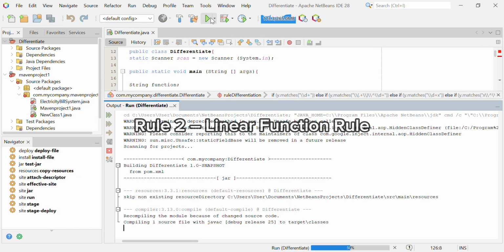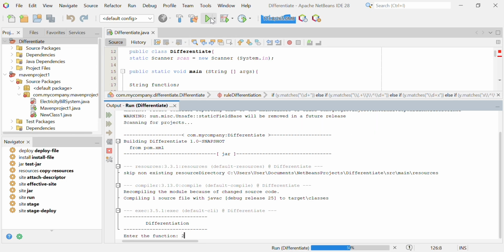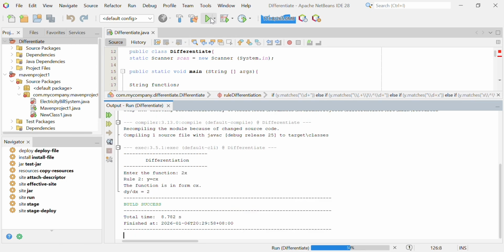Rule 2. Linear function rule. When the input function is 2x, the program identifies it as a linear function in the form y = cx. The derivative of a linear function is the coefficient of x. As a result, the program outputs dy/dx = 2.